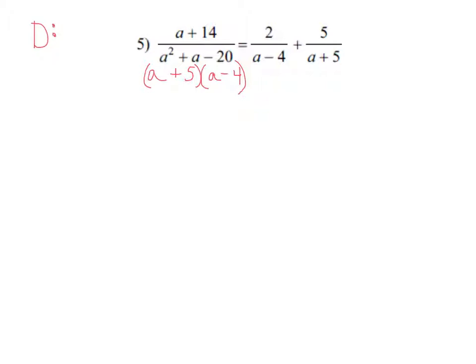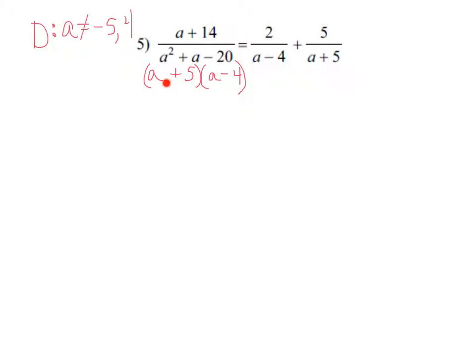You want to look at what's going to make your denominator 0. And so looking at these factors, I would not want a to be negative 5, because that would make this 0. And I would not want a to be 4, because that's what would make those 0. So I have two restrictions again. I want to make sure I don't end up with that for an answer. All right, so now let's work on that common denominator.